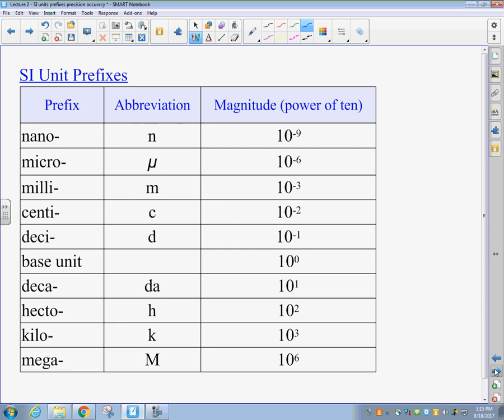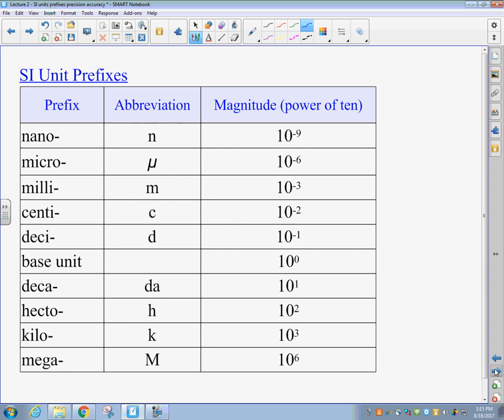The next unit listed here is micro. The micro symbol is a lowercase u, and the u has kind of a little tail on the front of it. And that represents 1 micrometer would represent 10 to the minus 6th meters. The other small prefixes, milli, centi, and deci, you're all very familiar with.